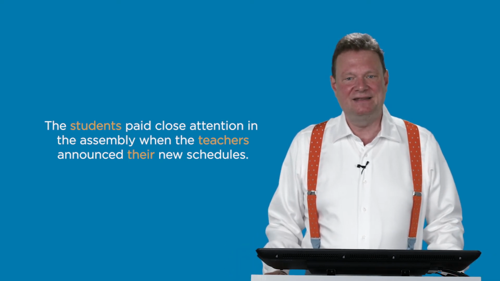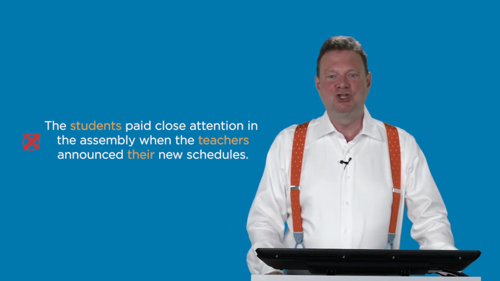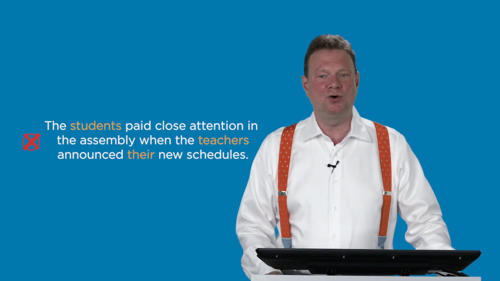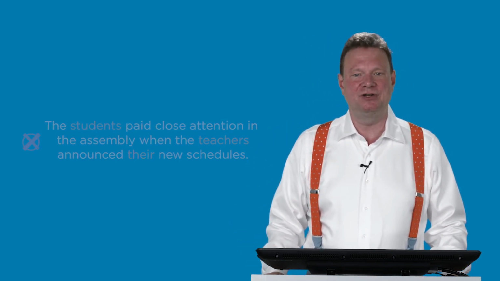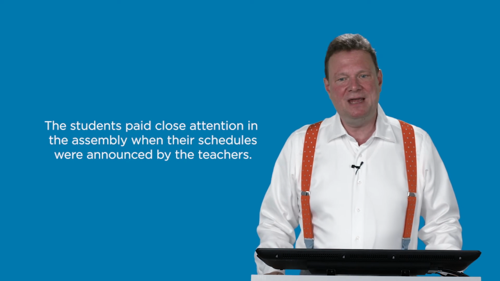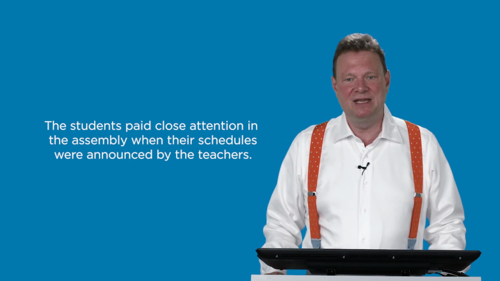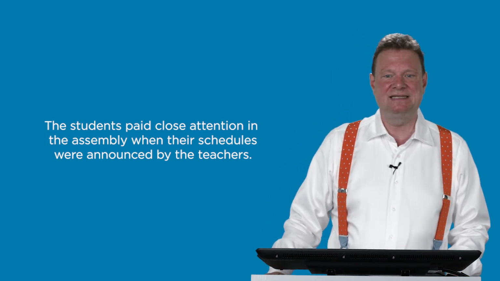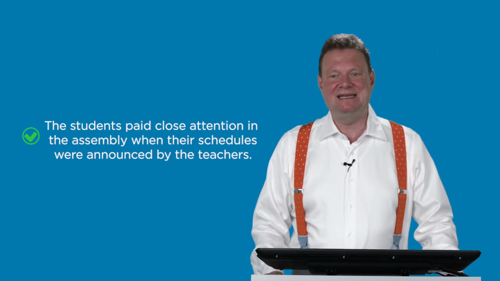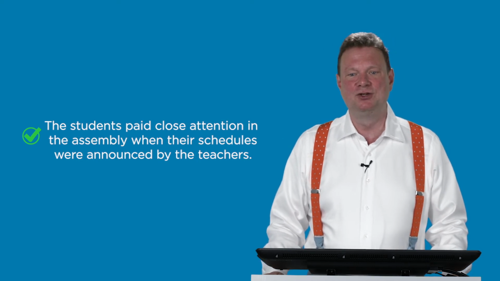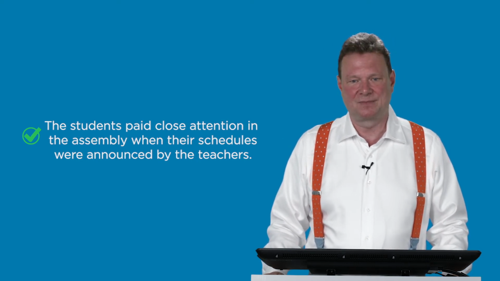When rewriting this sentence to be unambiguous, we can still have a pronoun. We just need to make sure the word order is such that there is clarity. We could rewrite the original sentence, for example: the students paid close attention in the assembly when their schedules were announced by the teachers. In this new sentence, it becomes clear that the schedules being announced are the students' schedules.